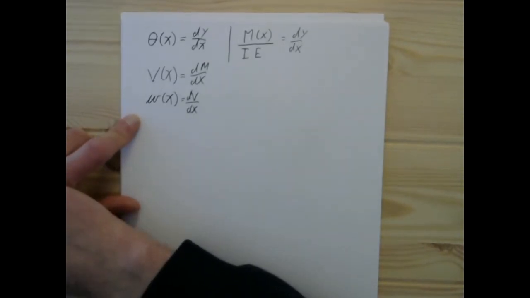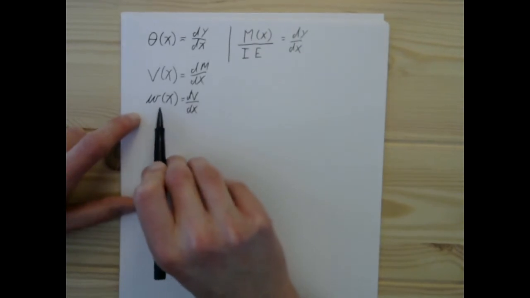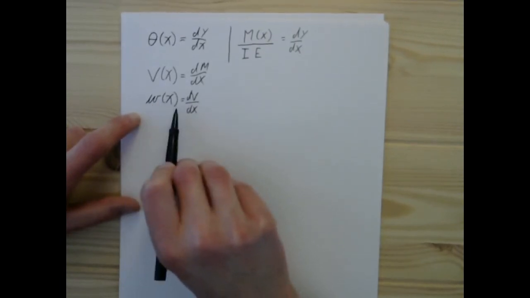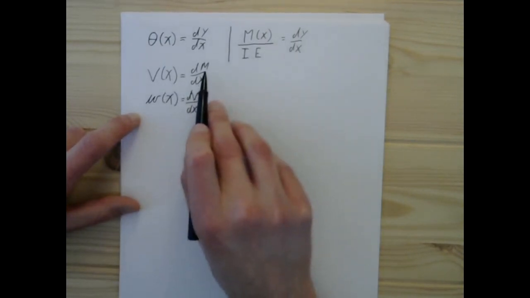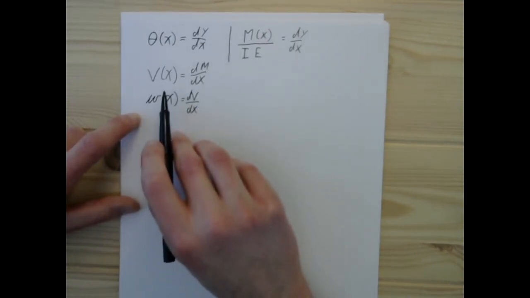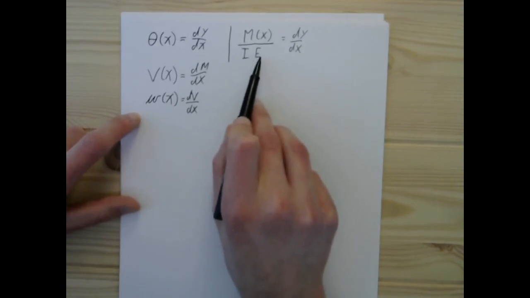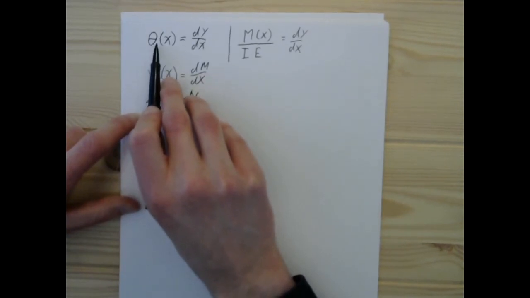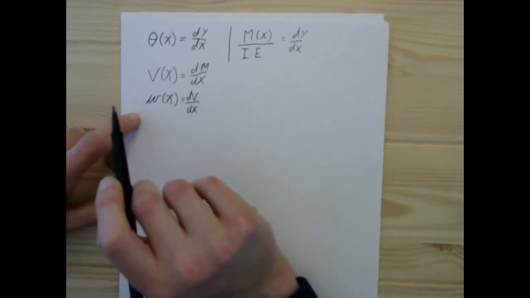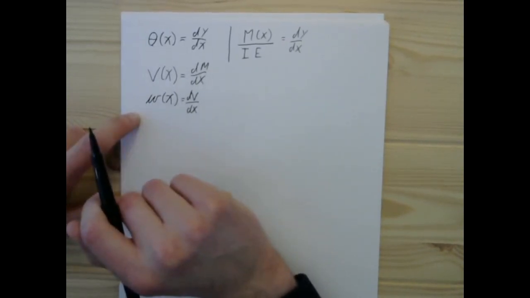So, what we can do for all of these is basically just keep integrating our distributed load. We integrate it once, we're going to get shear. We integrate it twice, we're going to get moment. We integrate it 3 times and divide by the second moment of inertia and the Young's modulus, we're going to end up with the rotation as a function of x. And if we integrate it one more time, we're going to end up with the deflection itself.